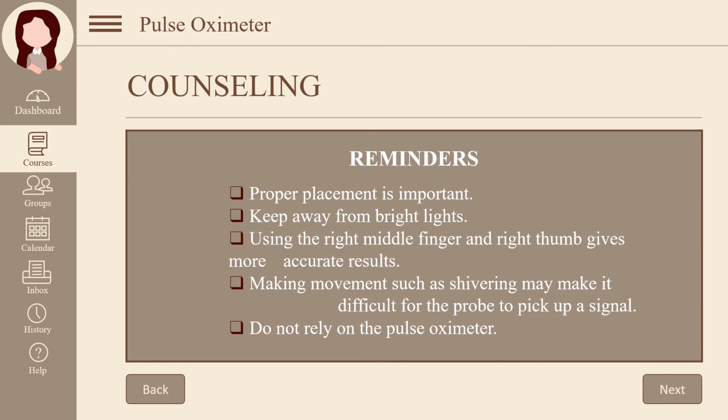Here are the important reminders that a patient must always remember. Proper placement is important for an accurate reading. Keep away from bright lights and shield the probe from direct light. Using the right middle finger and right thumb gives more accurate results. Making movements, such as shivering, may make it difficult for the probe to pick up a signal. Do not rely on the pulse oximeter to validate the patient's health condition or oxygen level because further assessments are still needed.